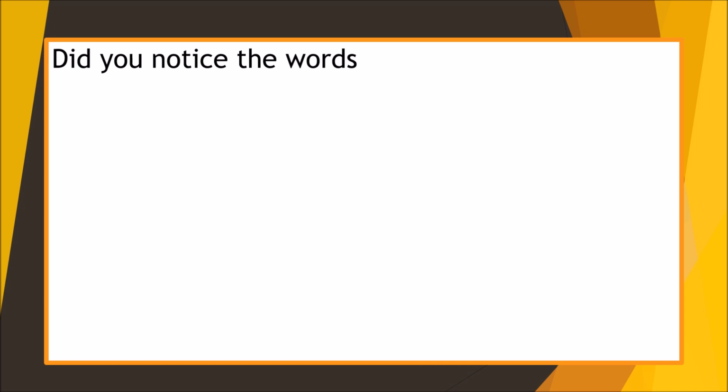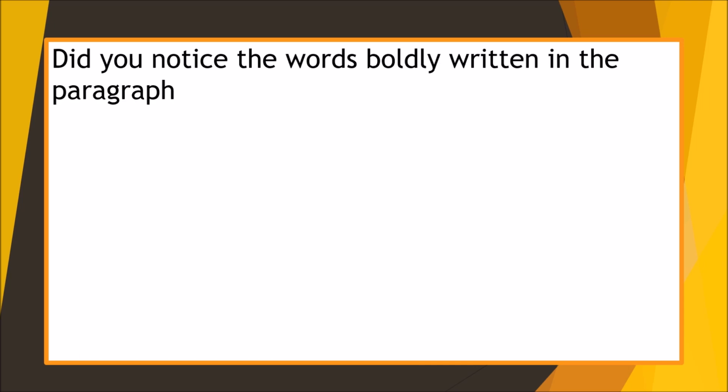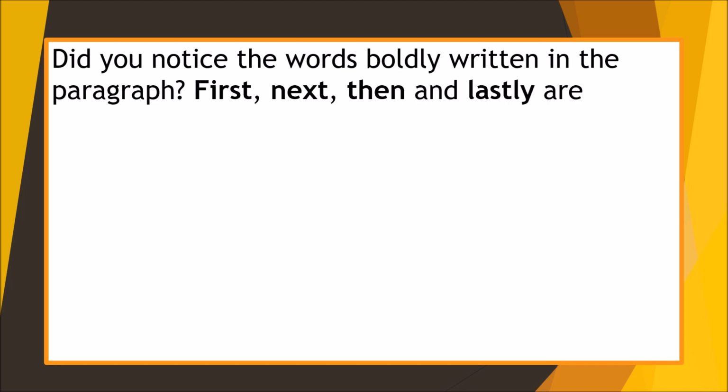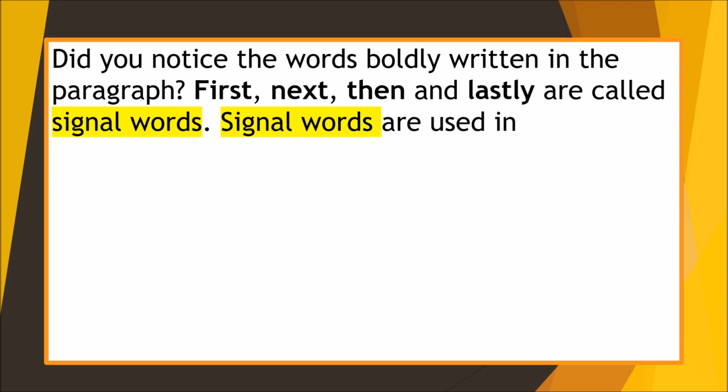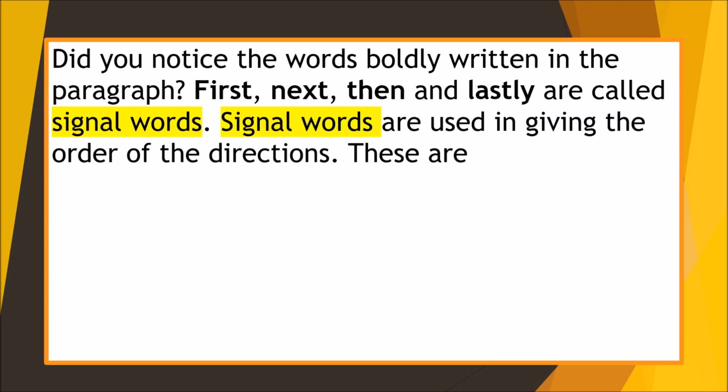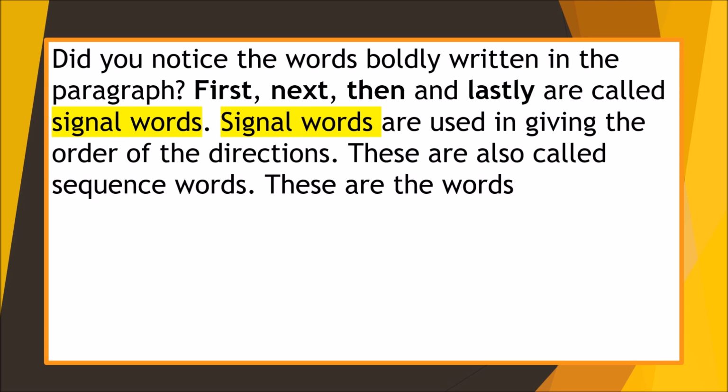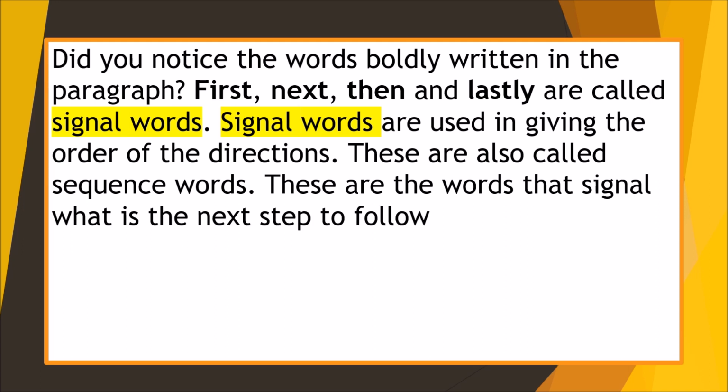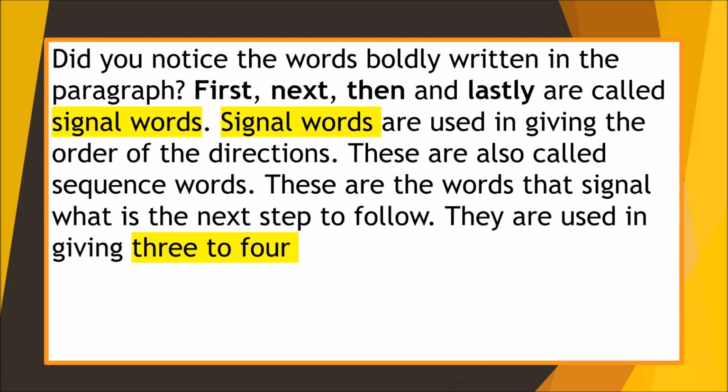Did you notice the words boldly written in the paragraph? Like first, next, then, and lastly are called signal words. Signal words are used in giving the order of the directions. These are also called sequence words. These are the words that signal what is the next step to follow. They are used in giving 3 to 4 steps directions.